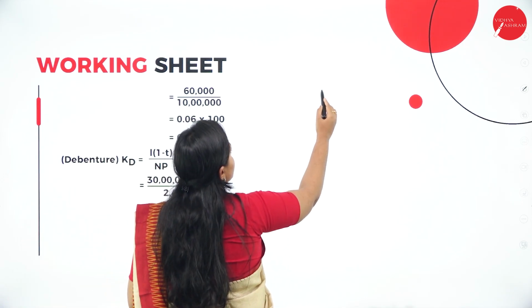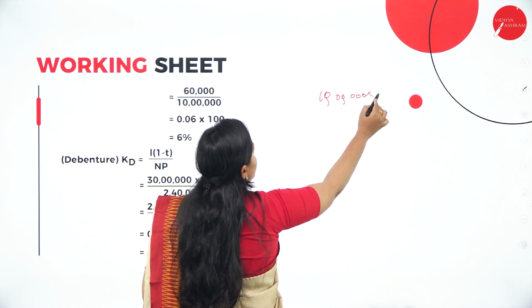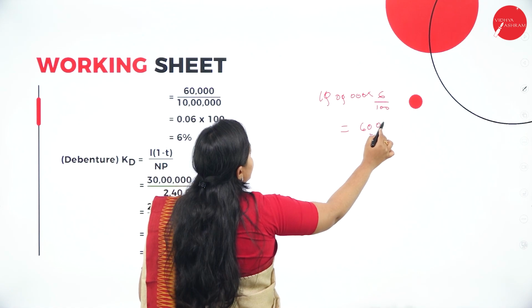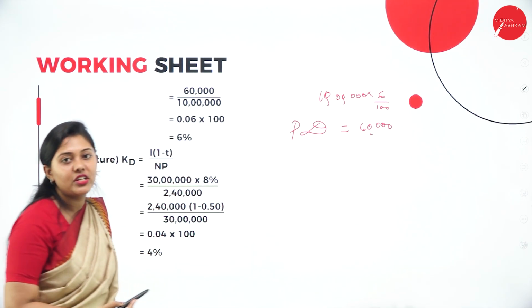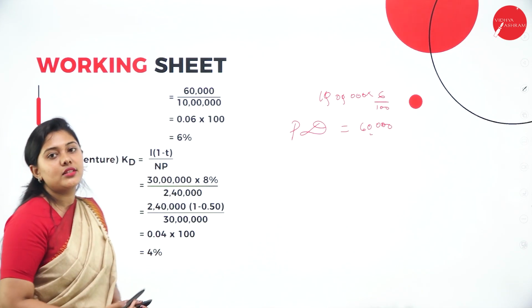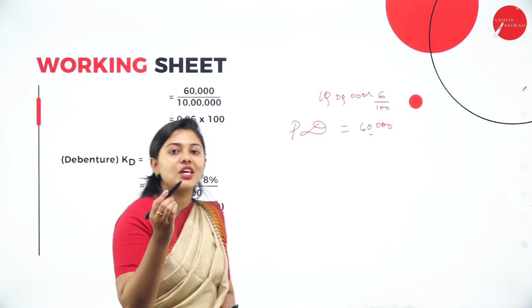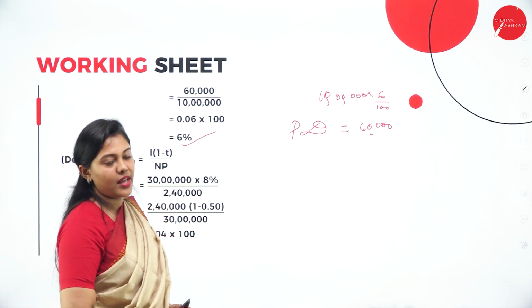So 6% of 10 lakh, it will be how much? It will be 60,000. So what is this? Your preferential dividend. Preferential dividend will be 60,000. What is the net proceeds? 10 lakh is the net proceeds. If you substitute the value, you will get the answer as 6%.